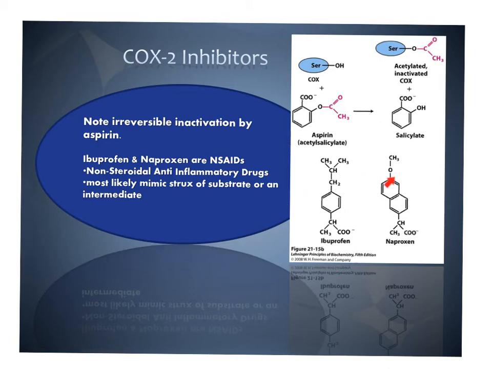Whereas some of these others, like ibuprofen and naproxen, are not suicide inhibitors. NSAID stands for non-steroidal anti-inflammatory drugs.